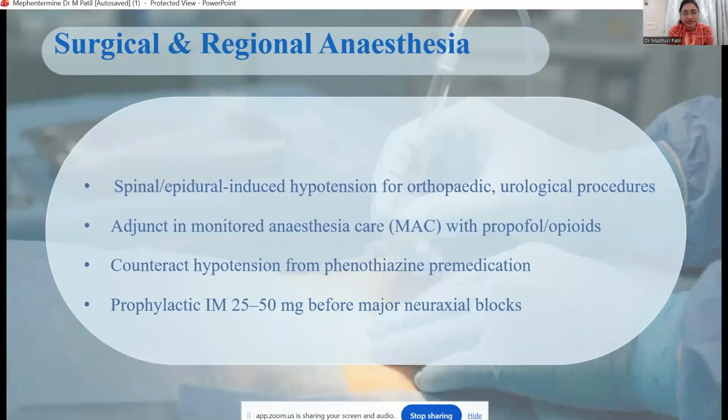In surgical and regional anesthesia, spinal or epidural induced hypotension for orthopedic and urological procedures, adjunct in monitored anesthesia care with propofol or opioid, to counteract the hypotension from phenothiazine pre-medication, and we can use it as a prophylactic IM 25 to 50 mg before major neuraxial blocks.